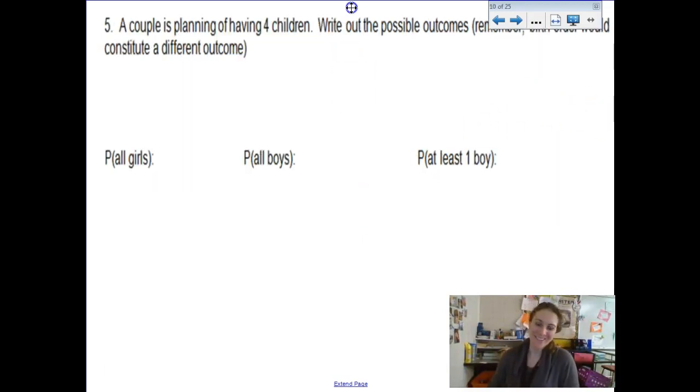All right, this question. I hate this question. So we have to figure out what are the possible outcomes of a couple having 4 children. Birth order constitutes a different outcome. Ready? I'll start with my nightmare. 4 boys. Closely followed by my second nightmare. 4 girls. Frankly, 4 kids, that seems like a nightmare to me.